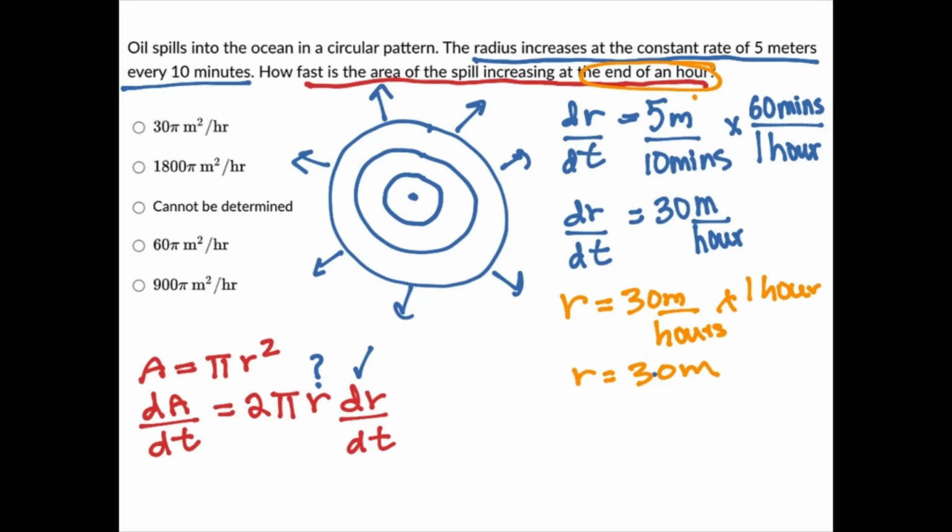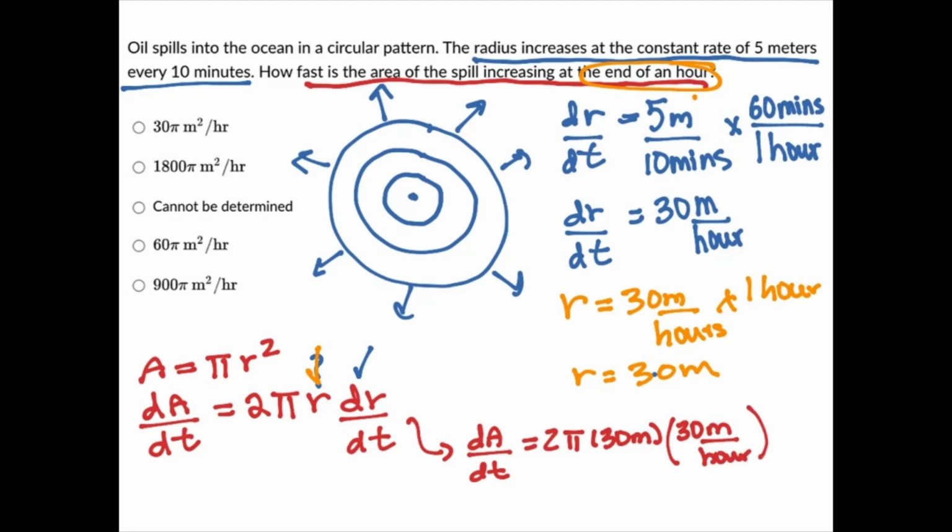Great, now we have our radius, so we can plug in the values that we have. dA over dt is equal to 2 pi times 30 meters times the rate, 30 meters per hour. If we calculate this out in our calculator, we get 180 pi meters squared per hour, which is one of the answer choices.